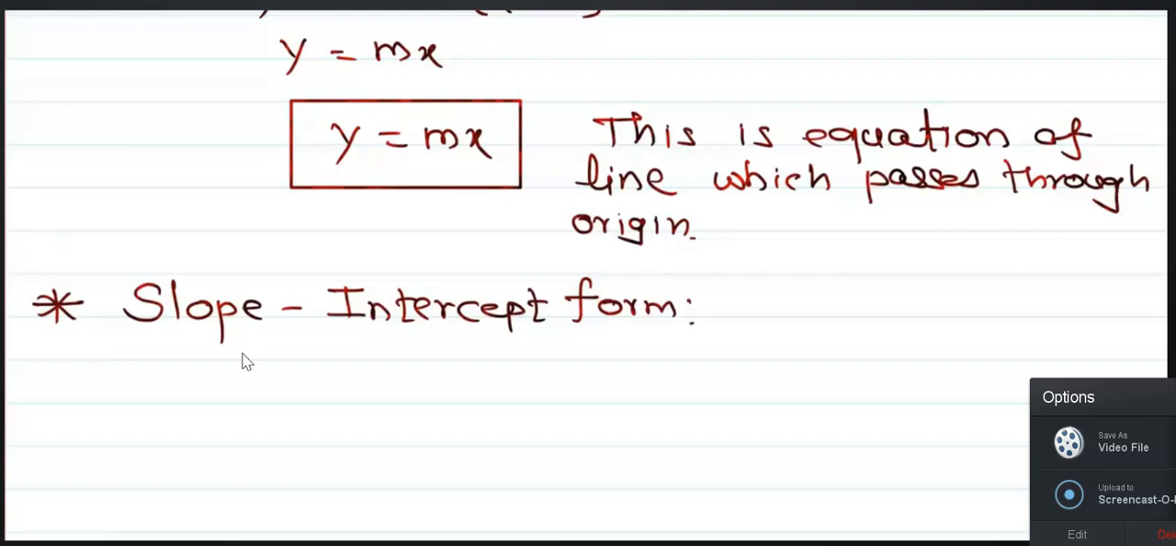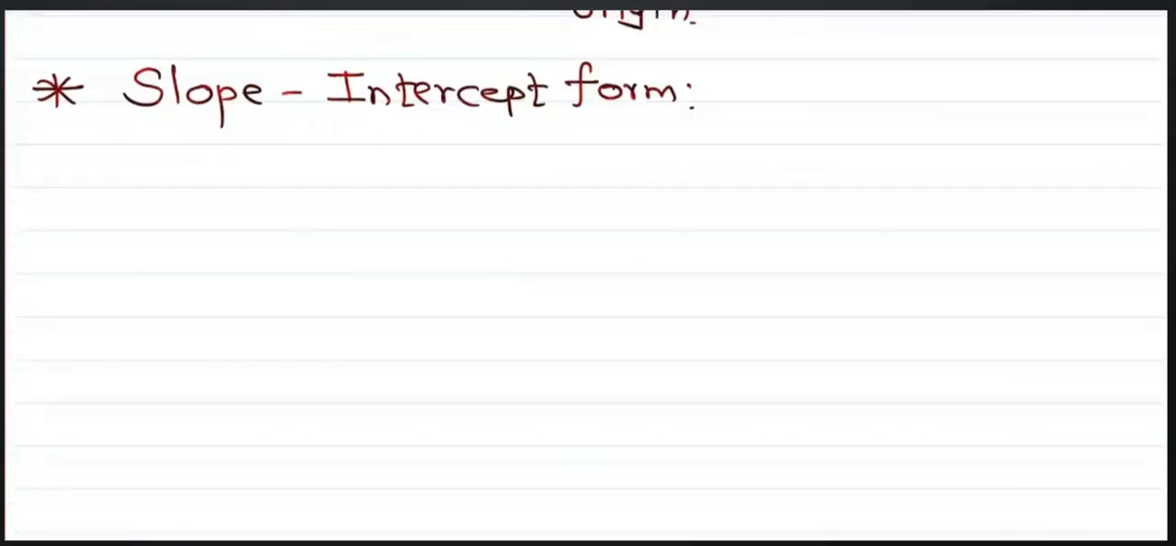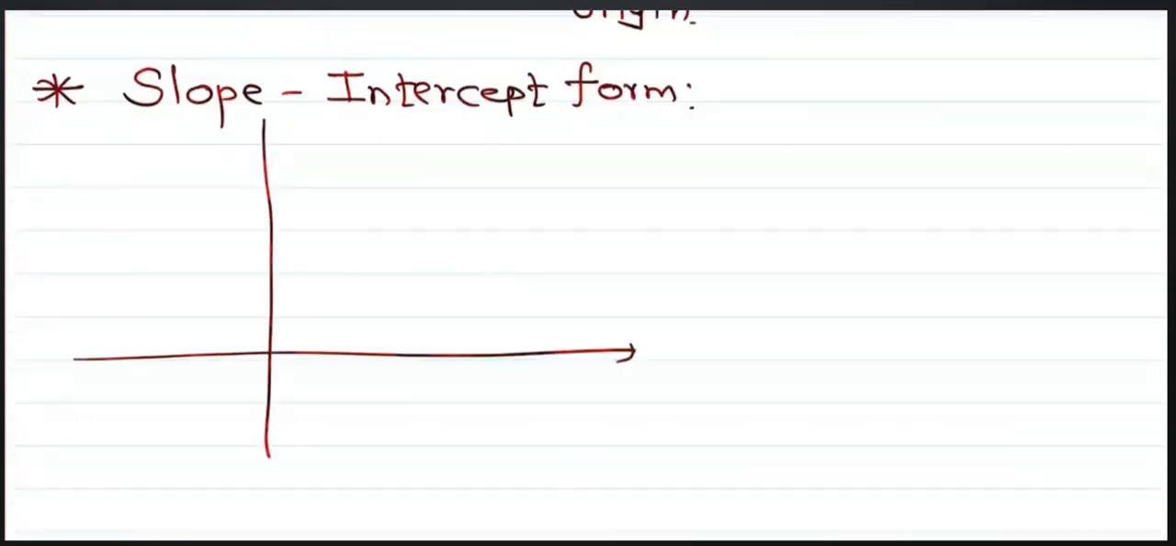In that form, we have the slope of the line. At the same time, we have the intercept c, where c is the y-intercept. Now see this here.